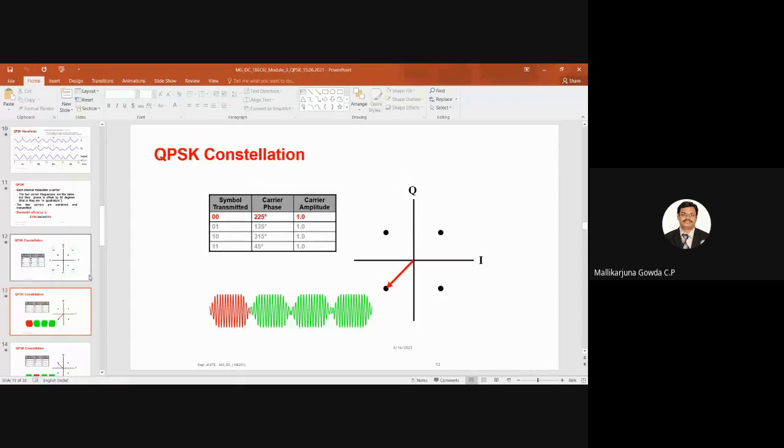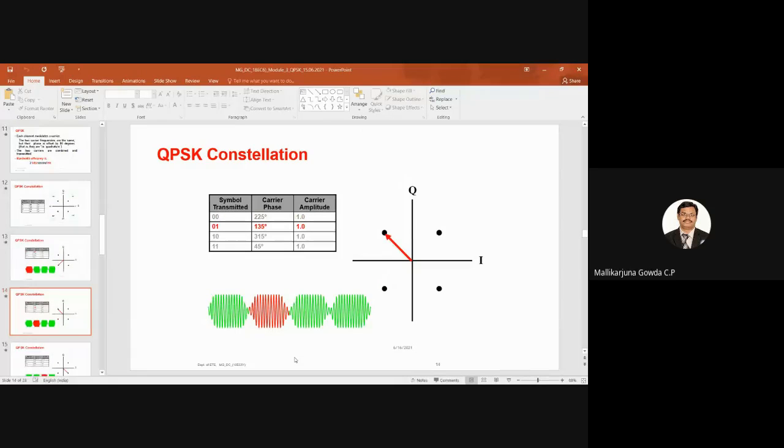I hope I showed this yesterday also, right? So you can just have a look once again. For 0, 0, I said the carrier phase will be 225 degree, right? For 1, 0, it will be 135 degree, right? For 0, 1, it will be 315 degree, and for 1, 1, it will be 45 degree. Okay, so I read this symbol transmitted from right to left. So be careful with this 10 and 01. Majority of the students make mistakes in this only.